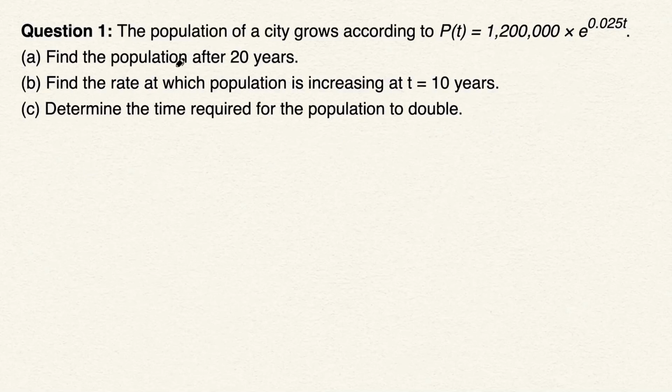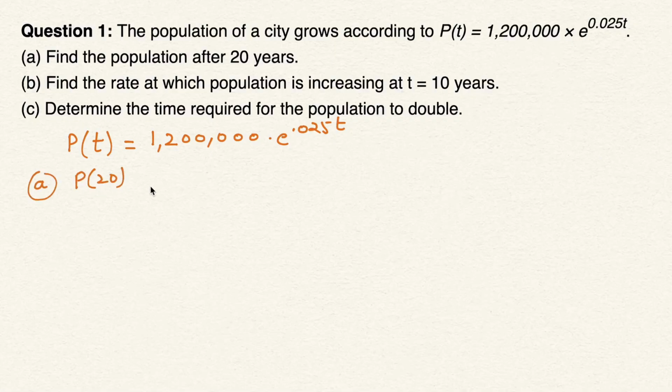Let's start. The population of a city grows according to this expression after time t: 1,200,000, the initial population, times e to the power 0.025t. First question is simple. Population after 20 years is, just keep on doing side by side with me.